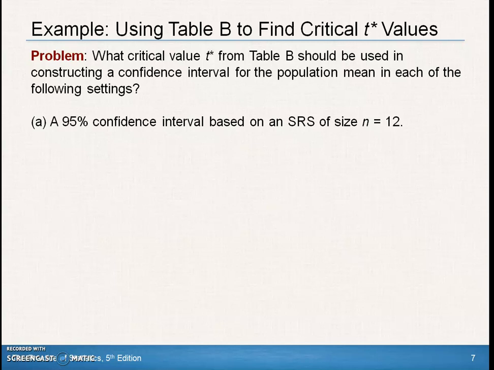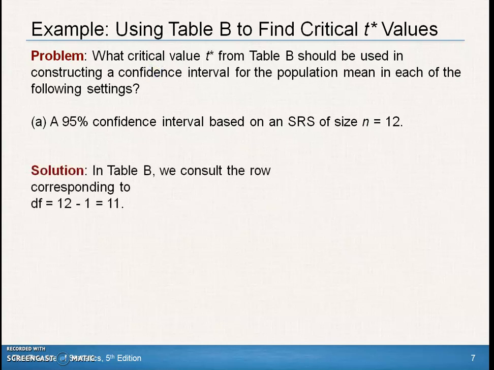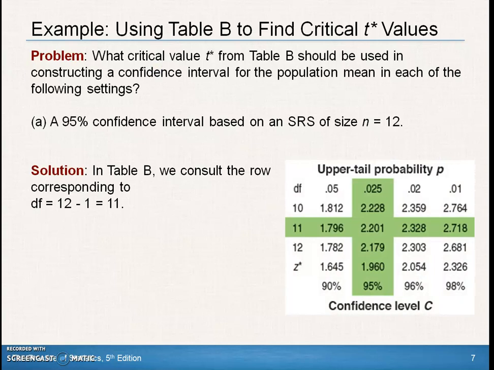A 95% confidence interval based on a simple random sample of size n equals 12. Well, n minus 1 would mean use 11. And if you look at the table, you go to degrees of freedom in the left column, 11, and the confidence level at the bottom. The upper tail probability we're going to use in the next chapter. The confidence level at the bottom, 95%. Where those two cross, the 2.201 is the t star.